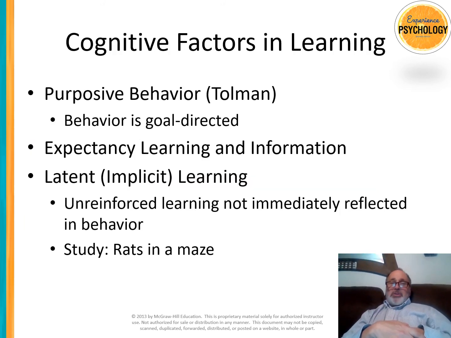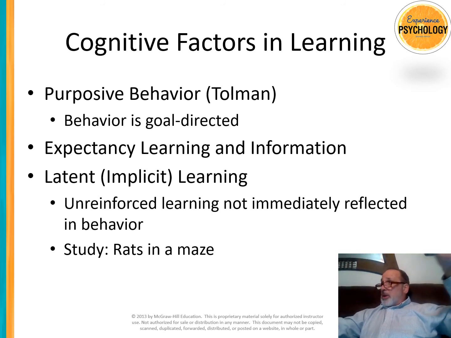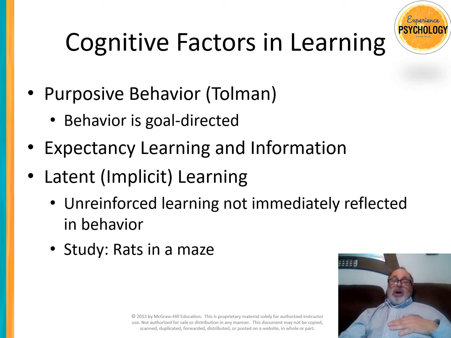Cognitive factors in learning. Tolman says that purposeful behavior is goal oriented. So in Tolman's model, that cat that's touching everything around, it wants to have a positive outcome. So he says behavior is goal directed toward an outcome. He also is expectancy learning and information.